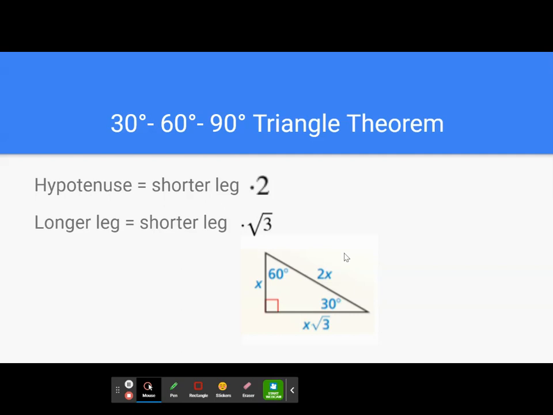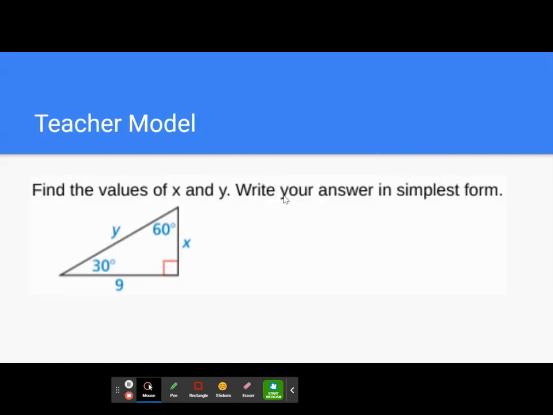Let me show you an example. Find the values of x and y. Write your answer in simplest form. First, you need to figure out which one's your hypotenuse, short leg, and long leg. The hypotenuse is always opposite the 90-degree angle, so this side's my hypotenuse. 30 is my smaller angle, so this side would be my short side. And this side's my long side.